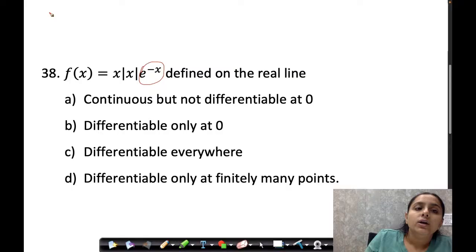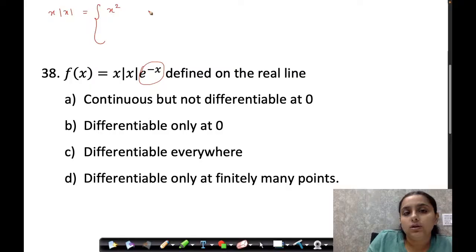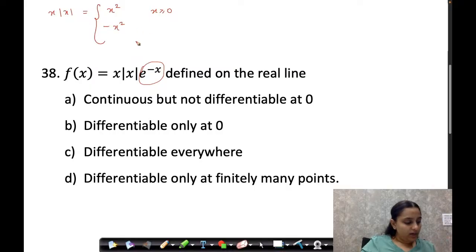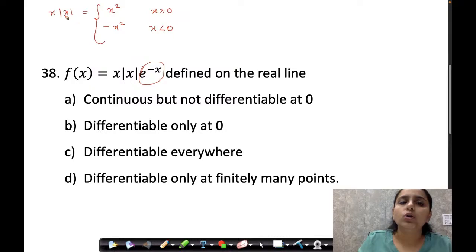ठीक है, how? देखो x into modulus function x. This function is equal to x square if x is a positive number. X positive होगा तो modulus of x will be positive, so x square आ गया. But if x is negative, तो x negative into negative क्या आ जाएगा, minus x square आ गया if x is strictly less than zero, क्योंकि modulus function से तो positive हो गया but this x will be negative ना, तो minus x square आ गया.